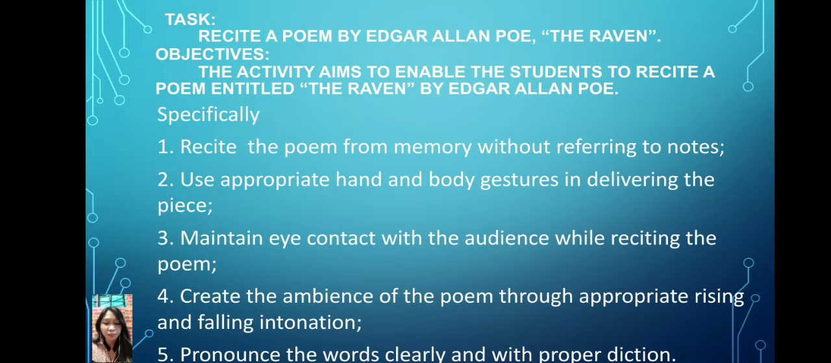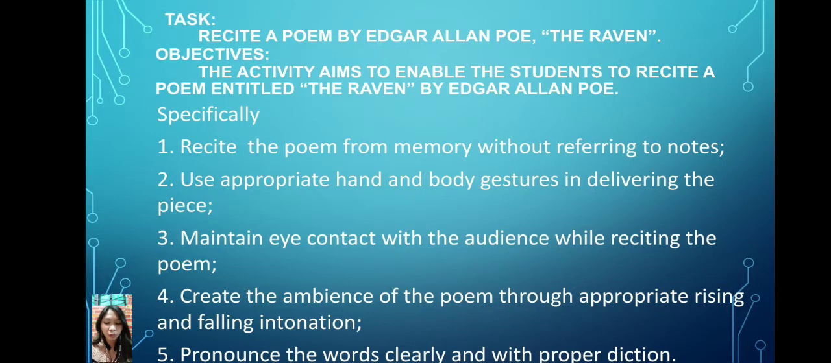So we have an example of learning competencies for process-oriented performance-based assessment. The task here is to recite a poem by Edgar Allan Poe, The Raven. And the objectives: the activity aims to enable the students to recite a poem entitled The Raven by Edgar Allan Poe. And the objectives specifically: first is to recite the poem from memory without referring to notes.